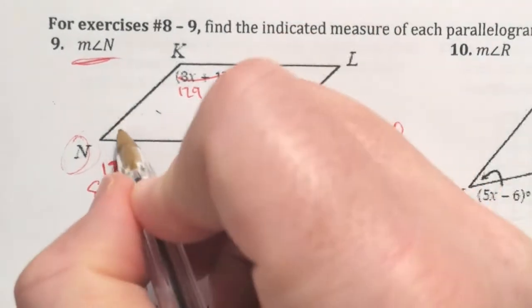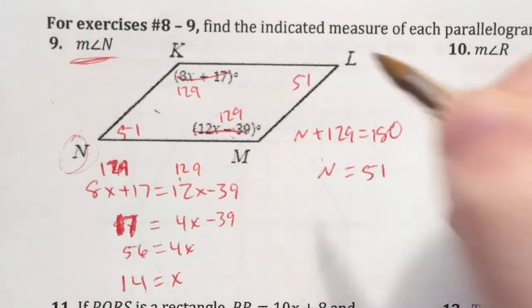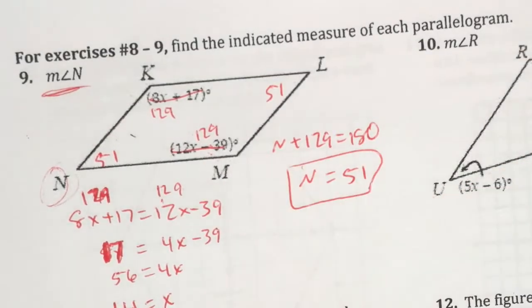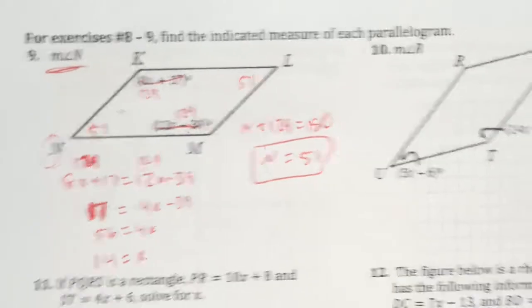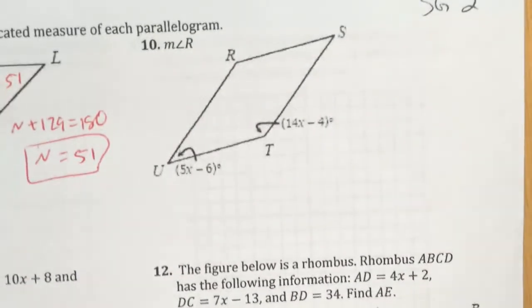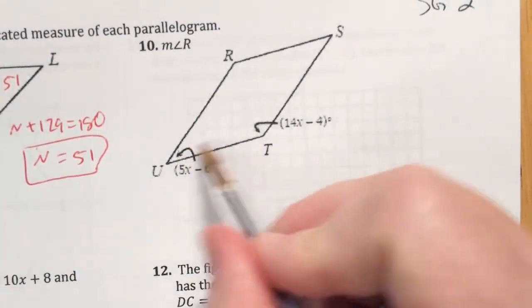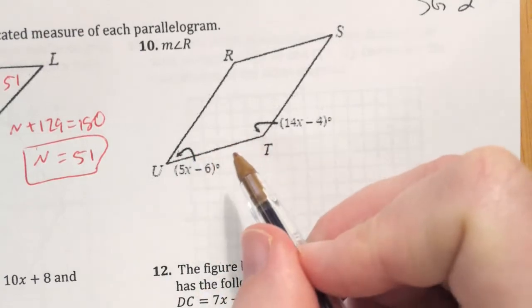80, yes. So this is 51, and this is 51, and that's what they wanted. N is equal to 51. Okay, keep going. Number 10, same thing. So we have these two angles, so let's match it up to our picture.